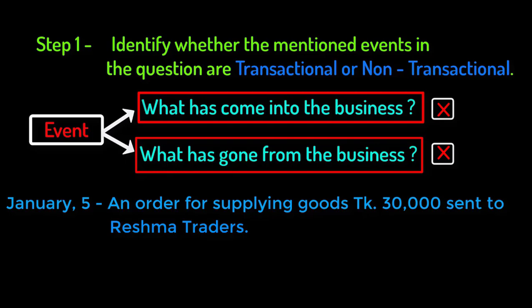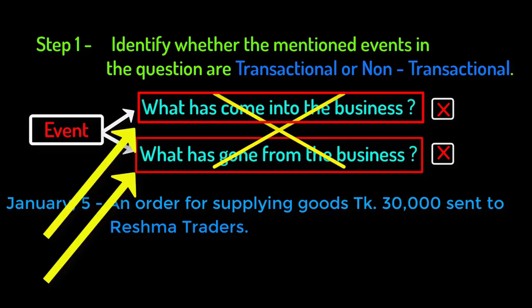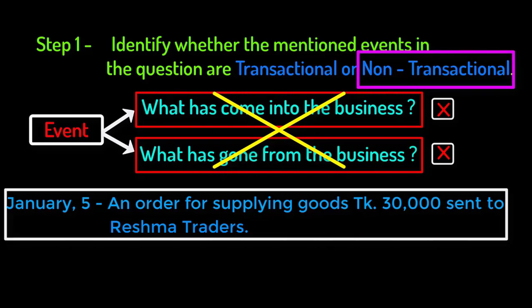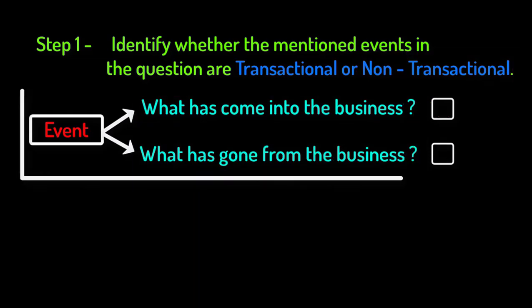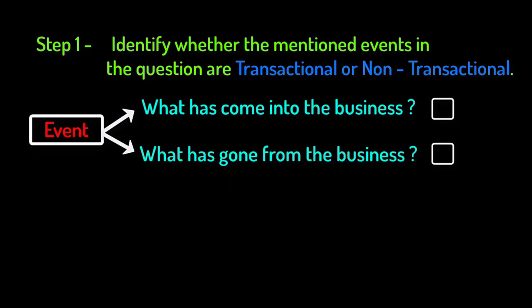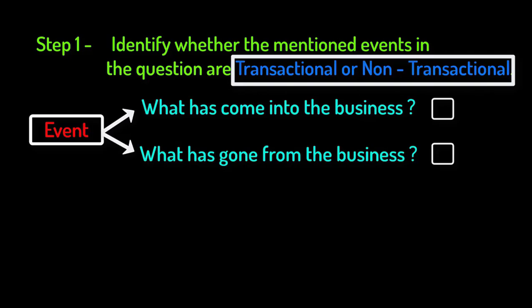As you do not have both the answers to these 2 questions, you have to assume that this event is a non-transactional event. A non-transactional event is not applicable for passing journal entries. You will have to avoid this type of event for passing journal entries. Okay? So, this is the process I wanted to show you so that you can understand well how to find out transactional and non-transactional events and which events are applicable or not applicable for passing journal entries.